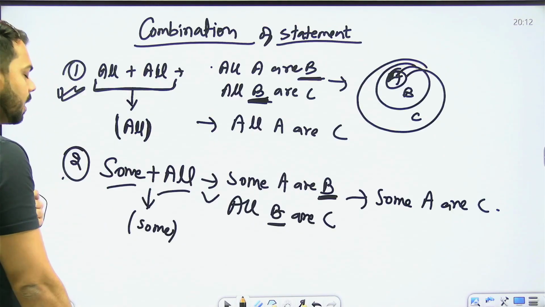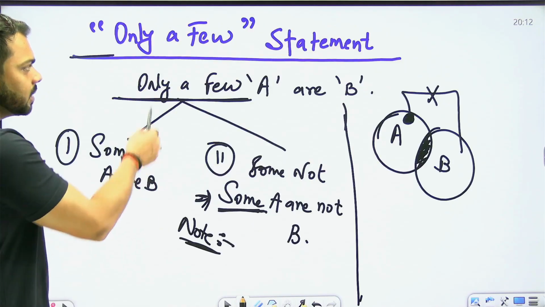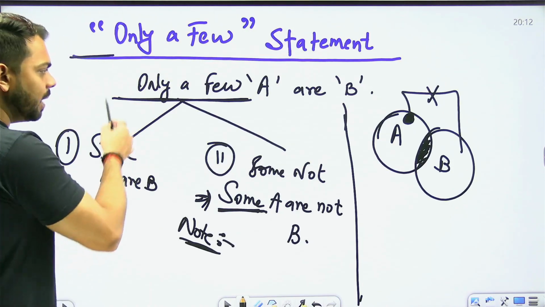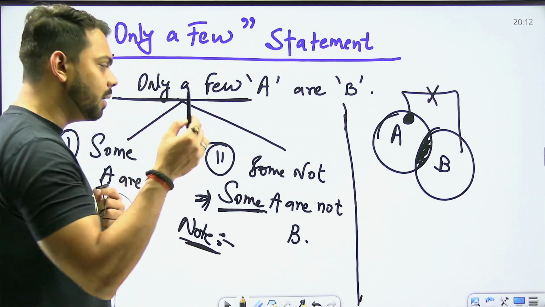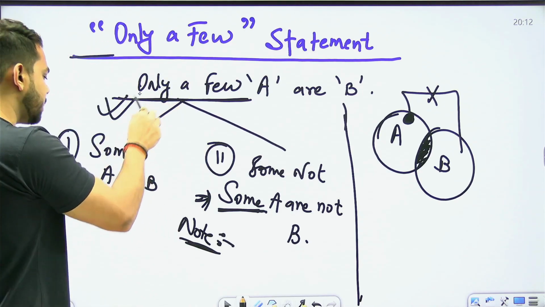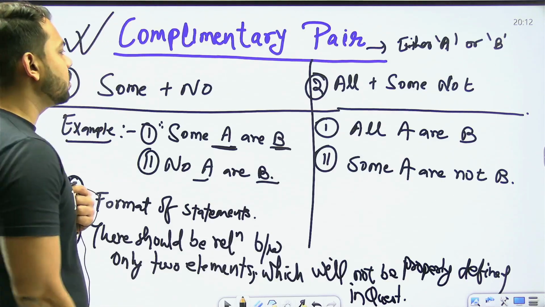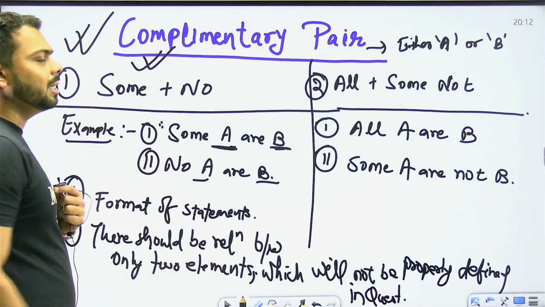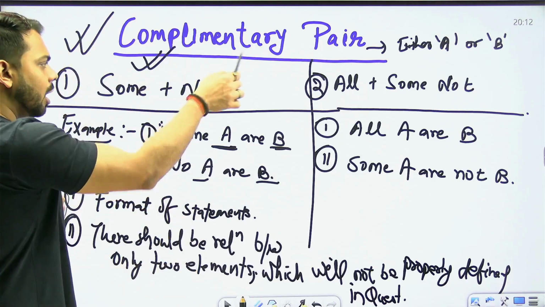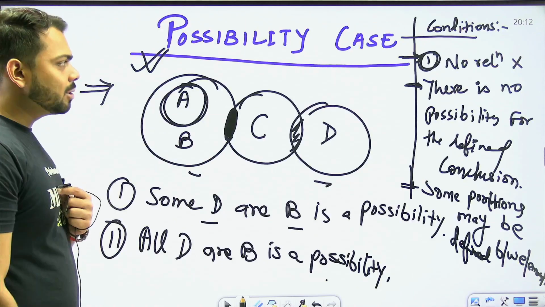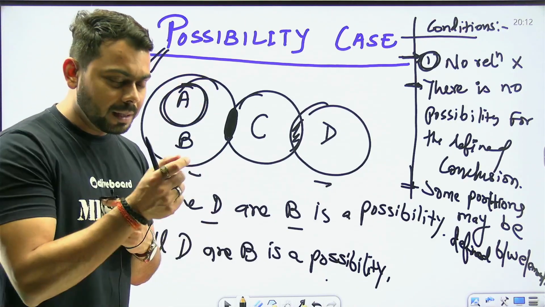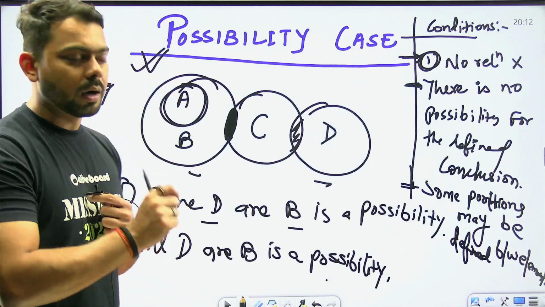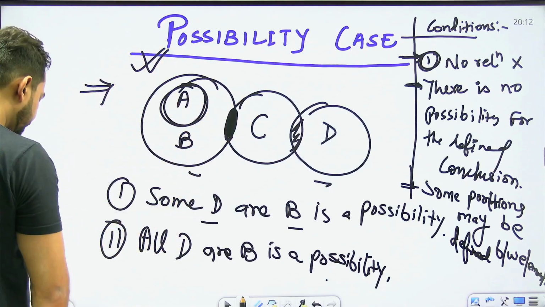So this is the logical combination of statements. We also discussed the only a few type of statement: if it is given that only a few A are B, how can you understand and judge it? Then we discussed the complementary pairs: two, some plus no, and all plus some not. We have also discussed the possibility case, how we can know whether the possibility between two elements is correct or wrong. I have discussed all the conditions here.